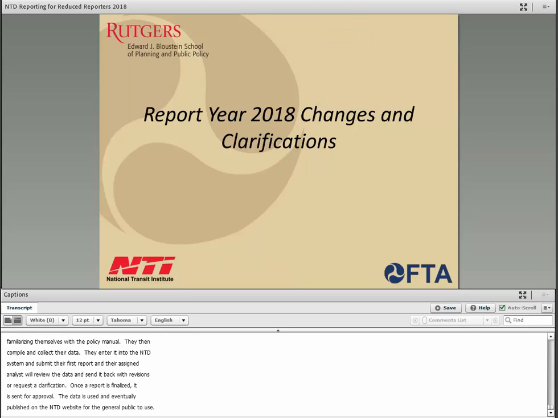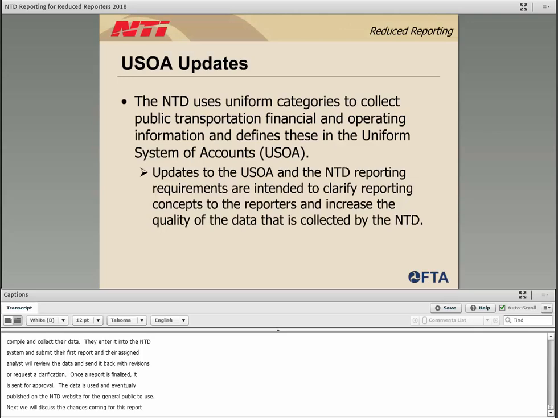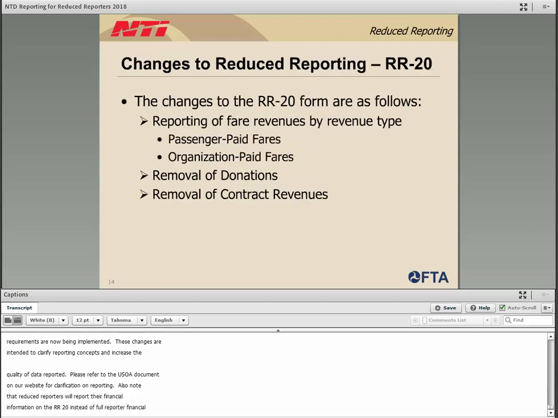Next, we will discuss the changes coming for this report year. Updates to the NTD's Uniform System of Accounts, or USOA, were first announced in October of 2016, and those NTD requirements are now being implemented. These changes are intended to clarify reporting concepts and increase the quality of data reported. Please refer to the USOA document on our website for clarifications on reporting. Also note that reduced reporters will report their financial information on the RR20 instead of full reporter financial forms like the F10.